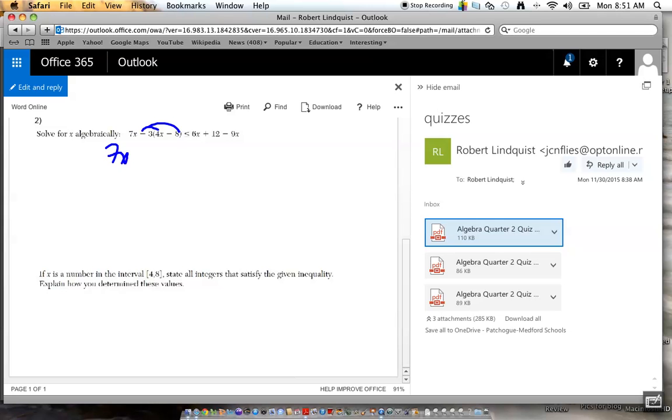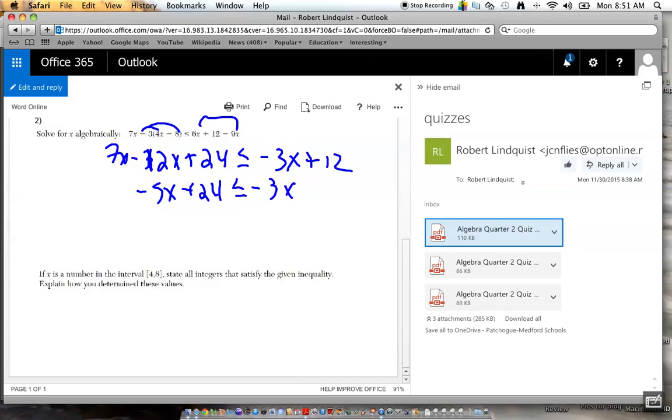Distributing the -3, 7x minus 12x plus 24 is less than, is that less than or equal to? Less than or equal to. 6x and -9x is -3x plus 12. Then over here, this will become -5x plus 24 is less than or equal to -3x plus 12.